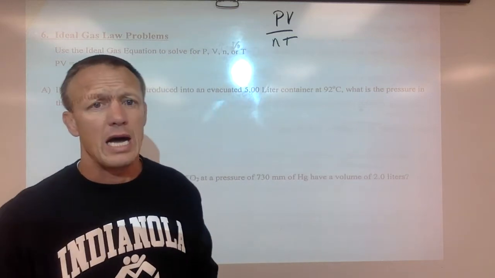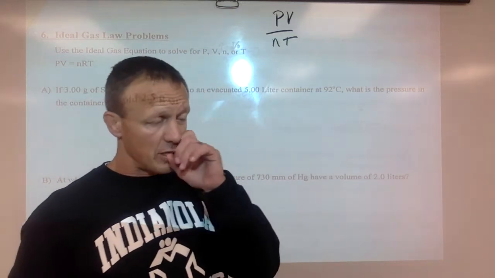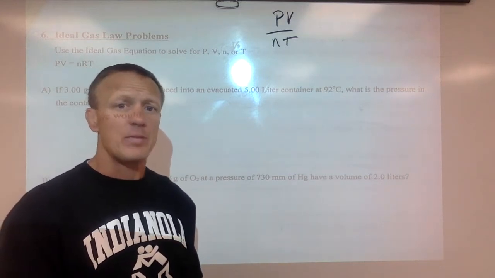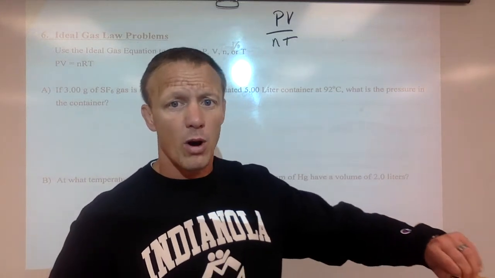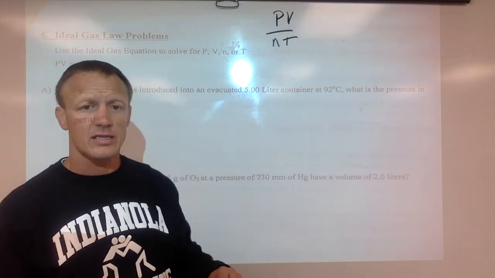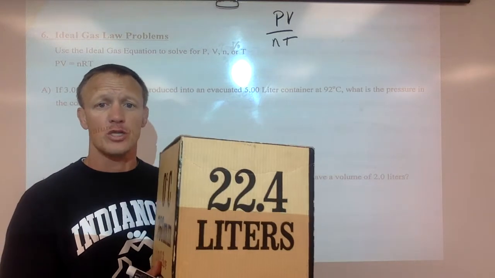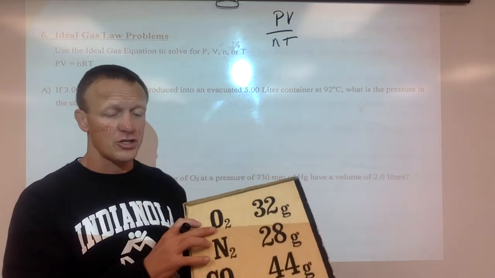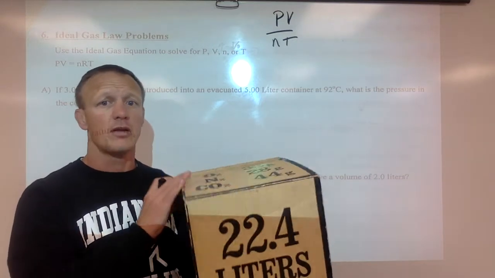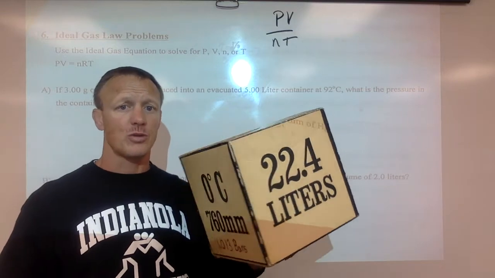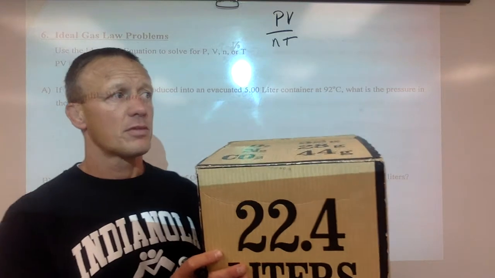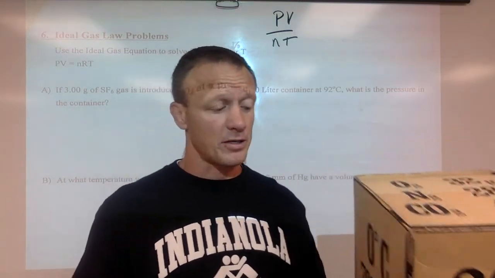Hey, this is a short video on the ideal gas law, which you guys have probably used before. If we're at STP, 1 mole of any gas, doesn't matter what gas it is, takes up 22.4 liters of space. So at STP, 1 mole of gas would fit in this box. Doesn't matter if it's oxygen, nitrogen, carbon dioxide, 6.02 times 10 to the 23rd molecules would take up this much space at STP. If you have double that many molecules, they take up double that space.